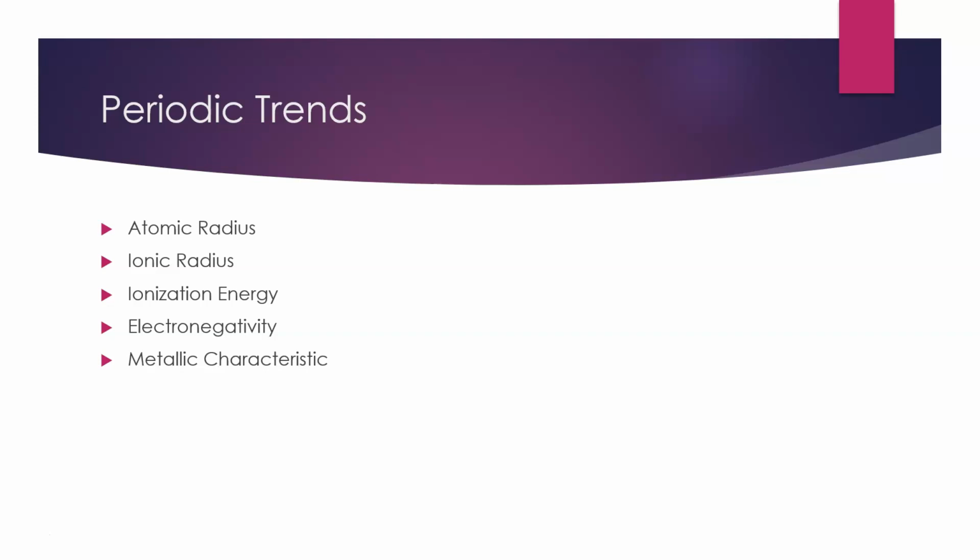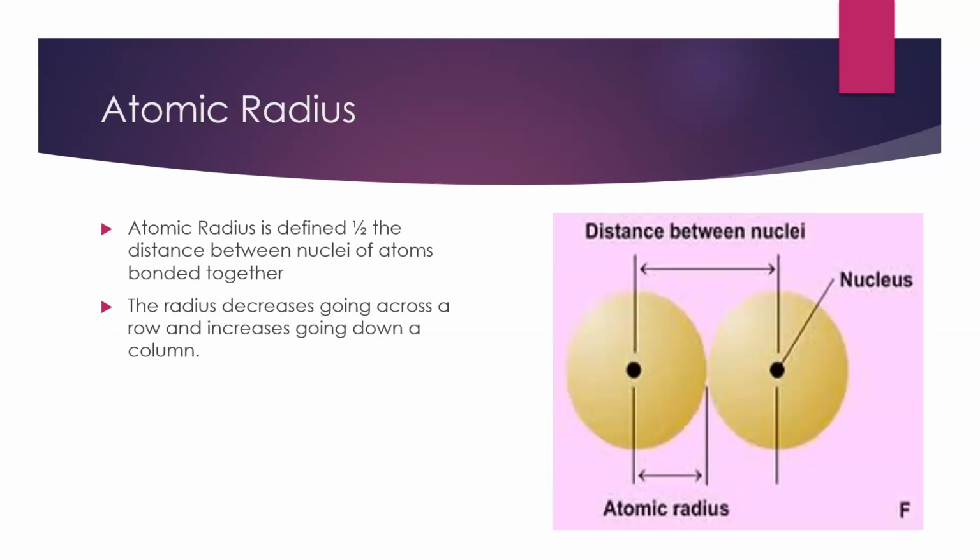So this brings us to the periodic trends. Now there are 5 periodic trends you are responsible for knowing, and that is atomic radius, ionic radius, ionization energy, electronegativity, and metallic characteristics. So let's dive in. The first is atomic radius. So the atomic radius is defined as 1/2 the distance between the nuclei of an atom bonded together. So you can see our picture right there.